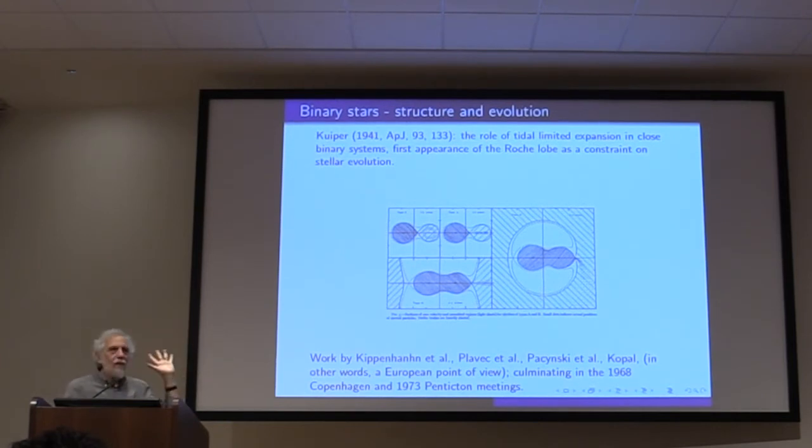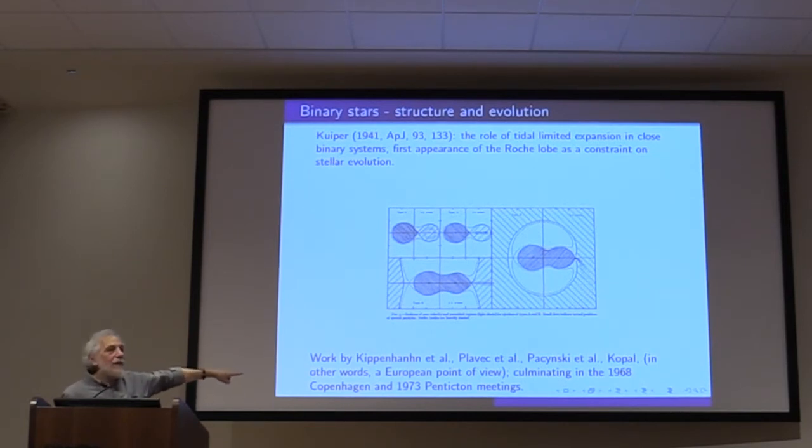Kuiper was a celestial mechanician. That's why he knew what the Roche solution was. And this was the way that you described stars that were filling this surface, filling the tidal surfaces. People had done tides for liquid drops, so there was no problem here. But the problem was, what would happen if a star was constrained because it had a companion?